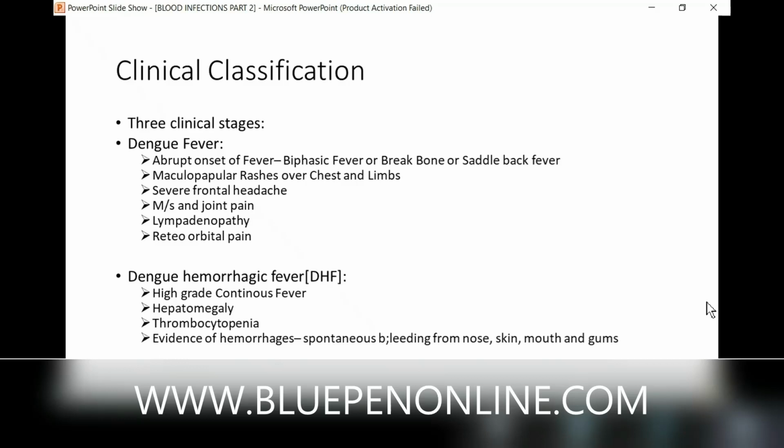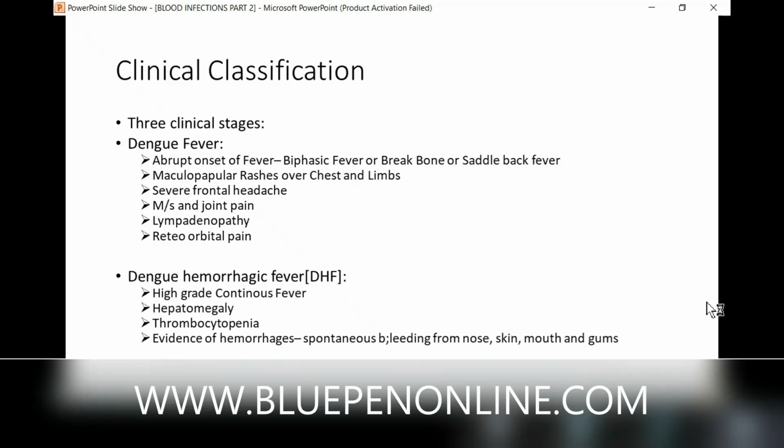The next stage is dengue hemorrhagic fever. It's called hemorrhagic fever because there will be high continuous fever. Hepatomegaly will be there. There will be thrombocytopenia, which means low platelet count. Once there is a low platelet count, there are high chances of bleeding spots. There will be bleeding, and evidence of hemorrhages will be there.